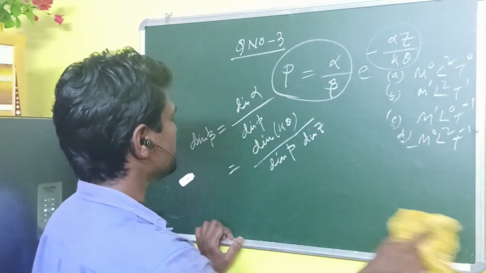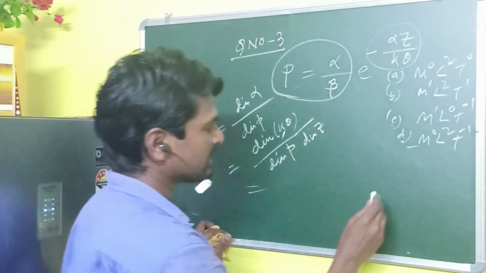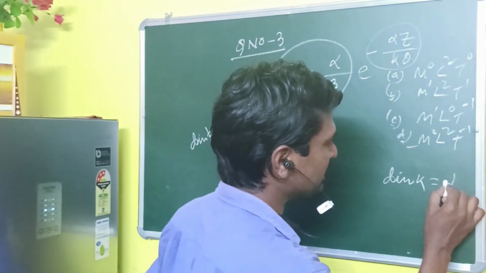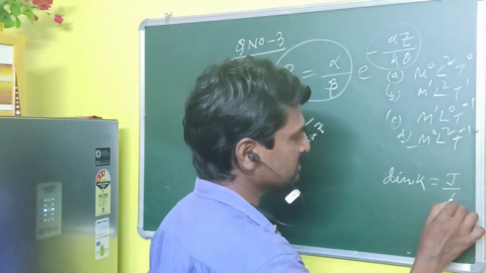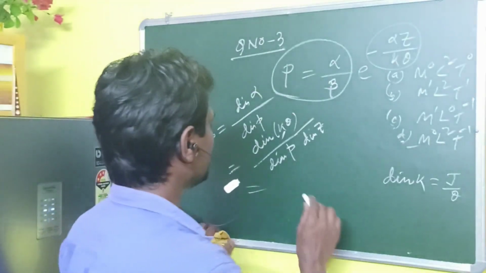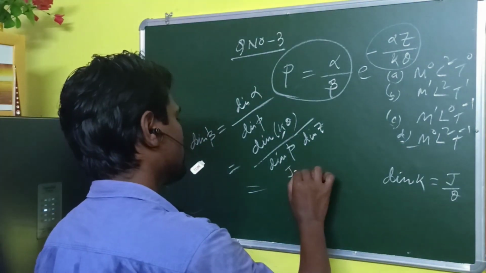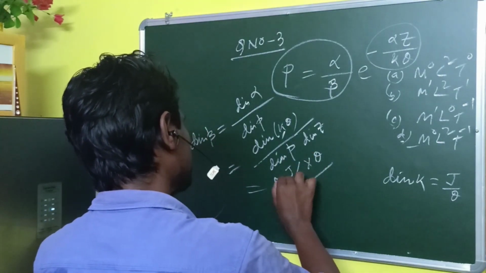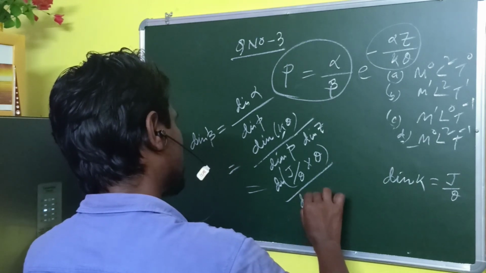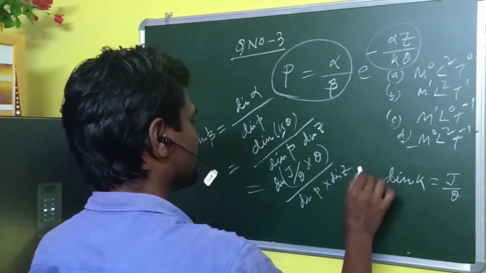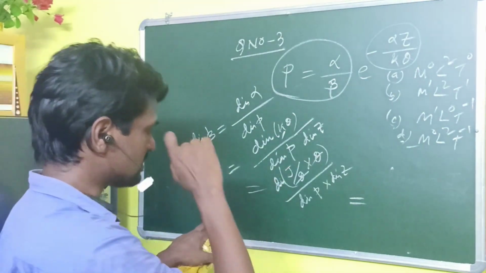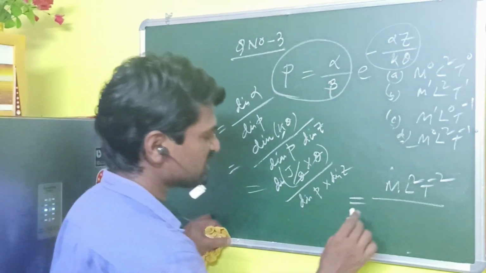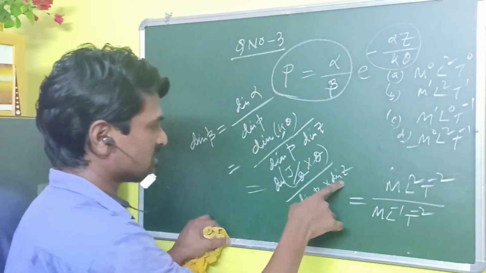So this is the dimension of beta, and for the dimension of k you have to check the dimensional chart, or you can memorize it as Joule by Kelvin. It is so simple. Joule by Kelvin means Joule by theta, and Joule means energy. So the dimension of k times theta is Joule by theta times theta, and theta cancels. The dimension of Joule means energy, ML2T minus 2, divided by the dimension of pressure, ML minus 1 T minus 2, and distance means L.